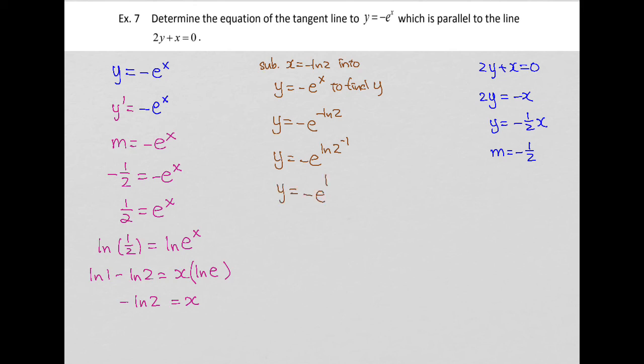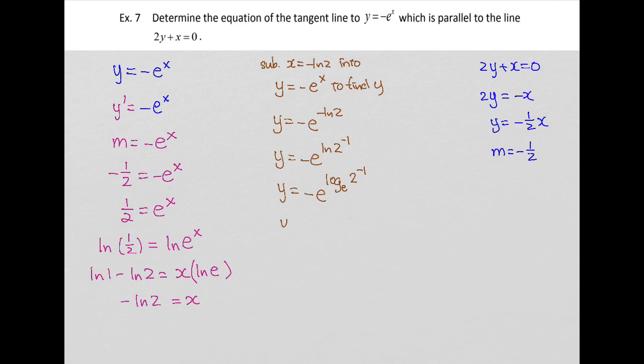to the ln, which is actually log base e, of 2 to the exponent negative 1. So technically, you can remove the e, right? Those e and log base e will remove each other. So you are going to have y equals negative 2 to the power negative 1. So I know my y value will be negative 1 over 2.